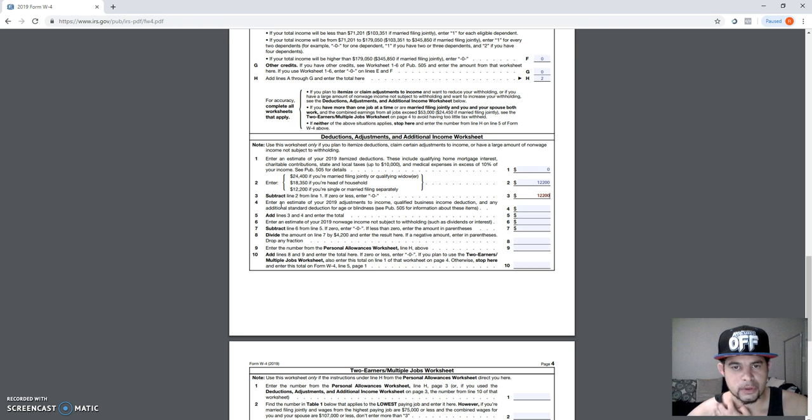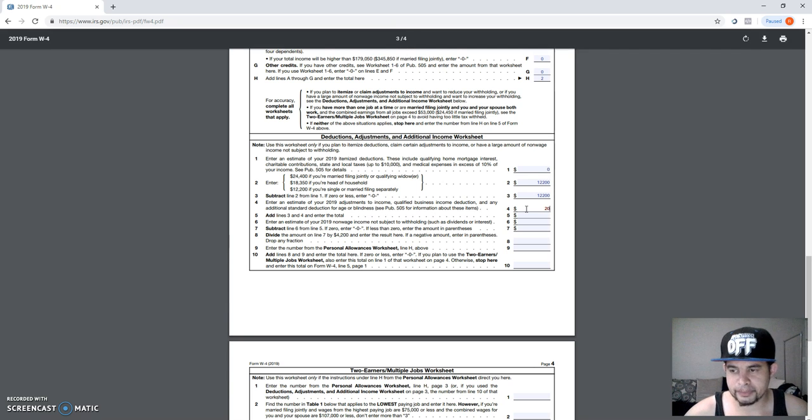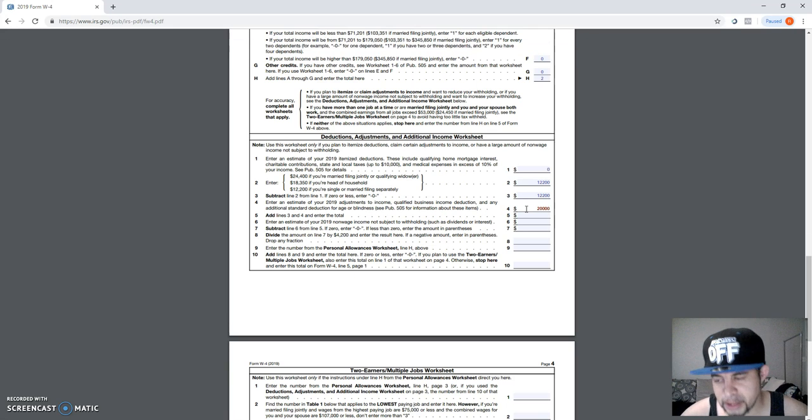which is qualified as deductions. The average deduction that everyone should be putting for a minimum is $20,000. This is exactly where people start messing up at, right? They don't know what to put for deductions.